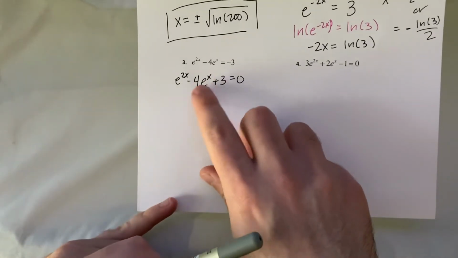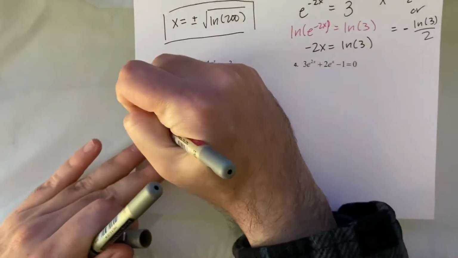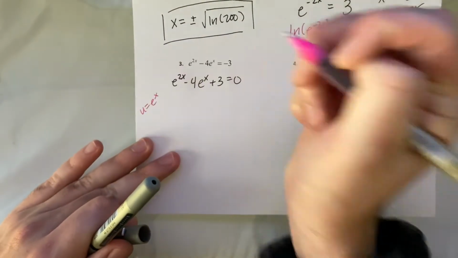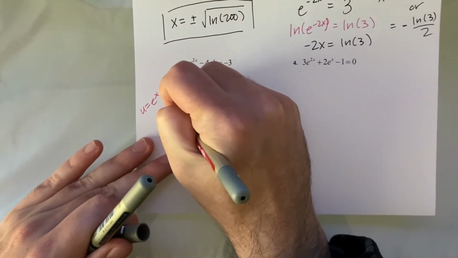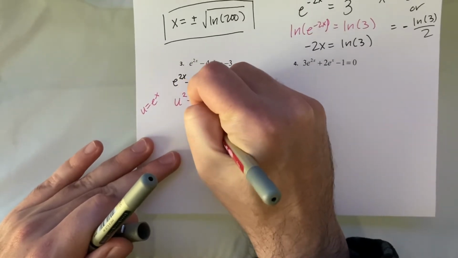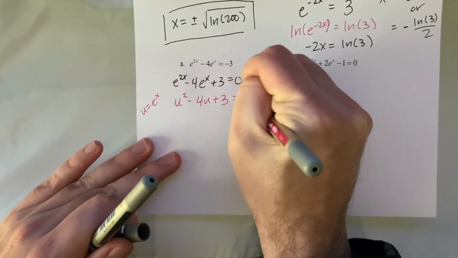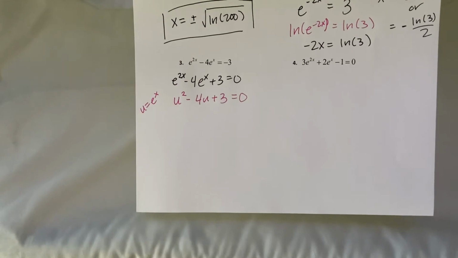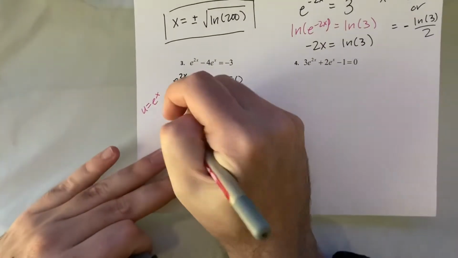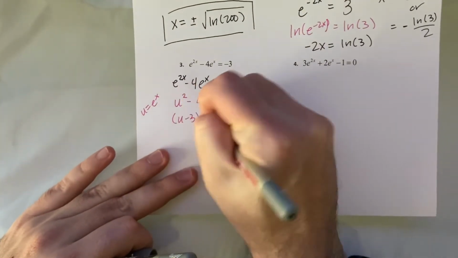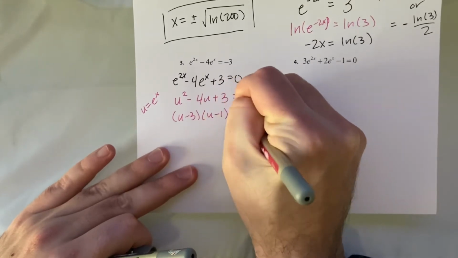And of course, it's this middle term that always ends up being your u. So your u equals e to the x in this case. So this is really u squared minus 4u plus 3 equals 0 when I convert it. So that, when I factor this, I get u minus 3 times u minus 1 equals 0.